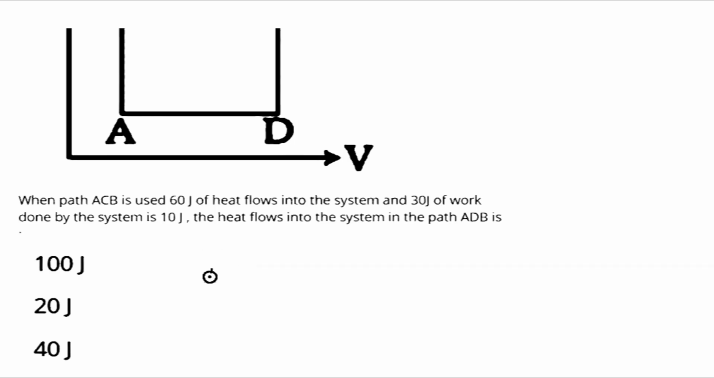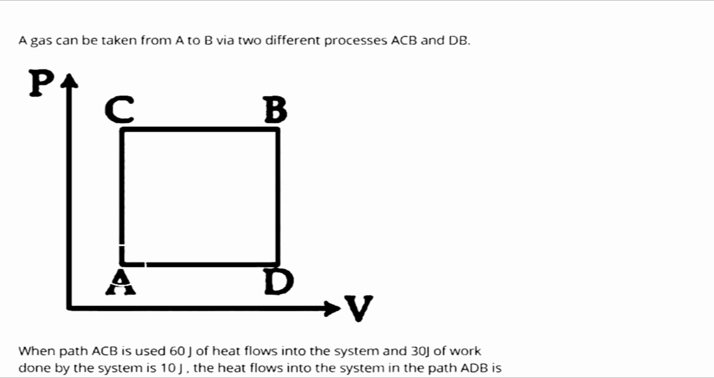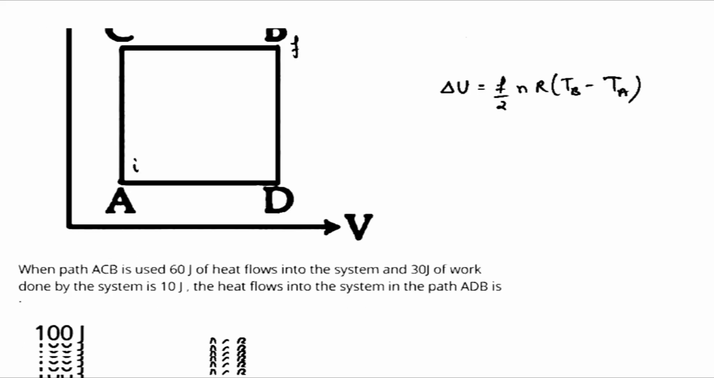So if I talk about A, C, B path, right? So first of all, they both are having initial and final position same, right? For both the process, the initial and final position is same. So the change in internal energy will be the same for the two. That will be equals to F by 2 and R, temperature at point B minus temperature at point A.